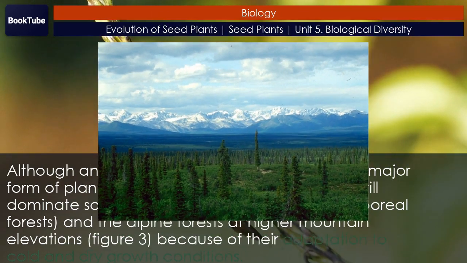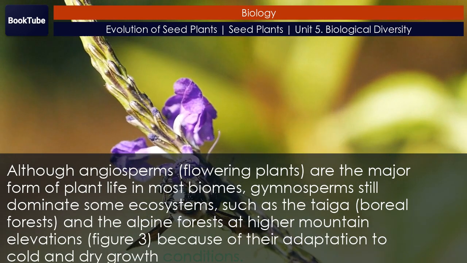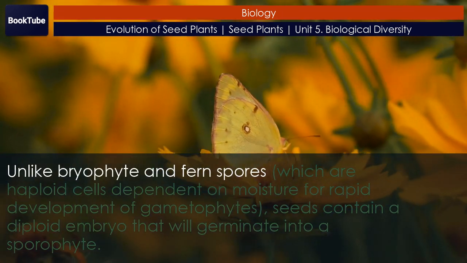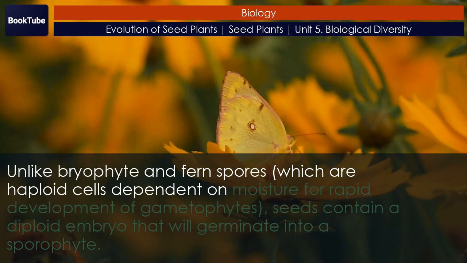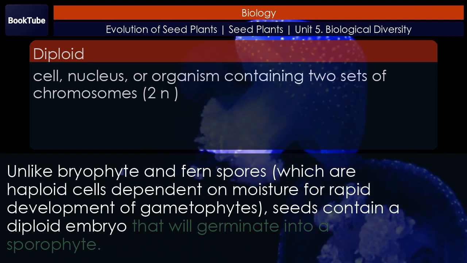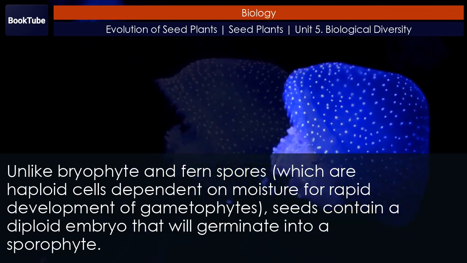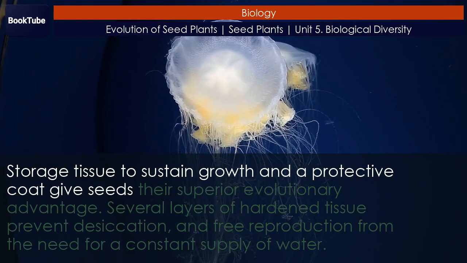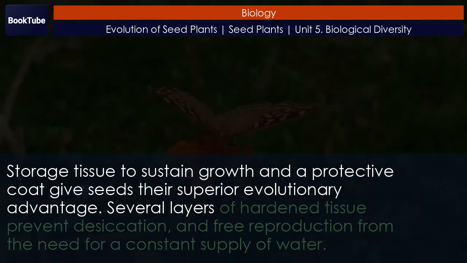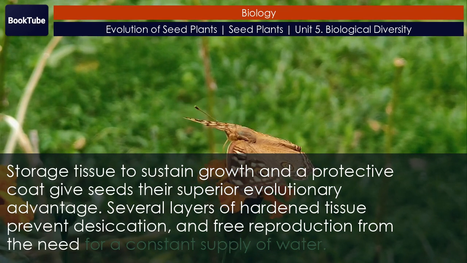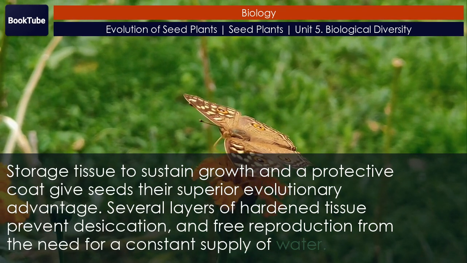Figure 3. Because of their adaptation to cold and dry growth conditions, seeds and pollen are an evolutionary adaptation to dry land, unlike bryophyte and fern spores, which are haploid cells dependent on moisture for rapid development of gametophytes. Seeds contain a diploid embryo that will germinate into a sporophyte. Storage tissue to sustain growth and a protective coat give seeds their superior evolutionary advantage. Several layers of hardened tissue prevent desiccation and free reproduction from the need for a constant supply of water.